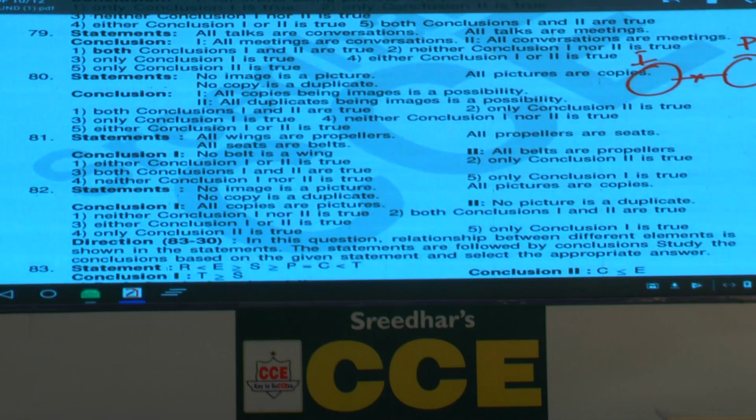The next one, all pictures are copies, all these pictures are what? All pictures are copies. And at the same time, no copy is a duplicate. Copy and duplicate should not be intersected, hence this will be your duplicate. Then with the help of this one, first conclusion is a possibility, all copies being images.